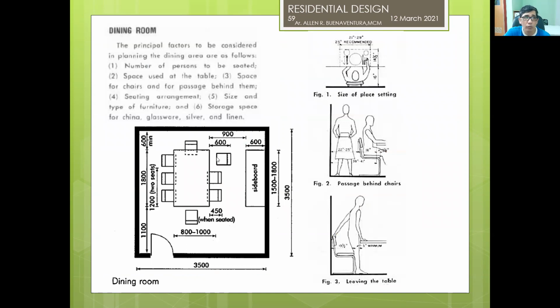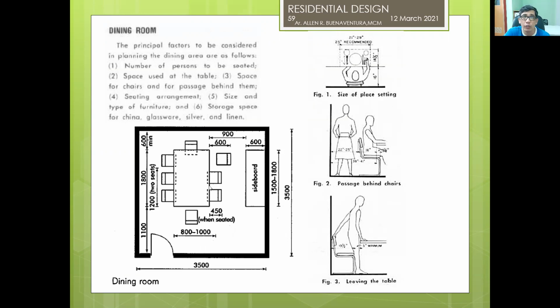Another is the dining room. The principal factors to be considered in planning a dining area are the following. Number of persons to be seated. So that's one factor. You need to know how many persons are living in the house and provide enough spaces for them to eat. Space used at the table.